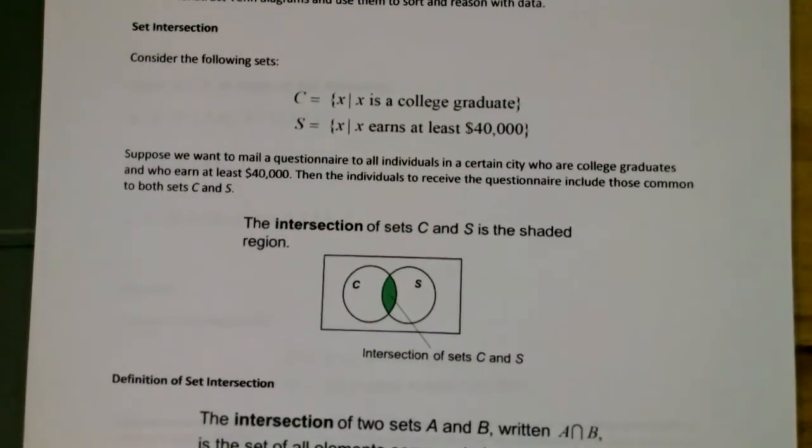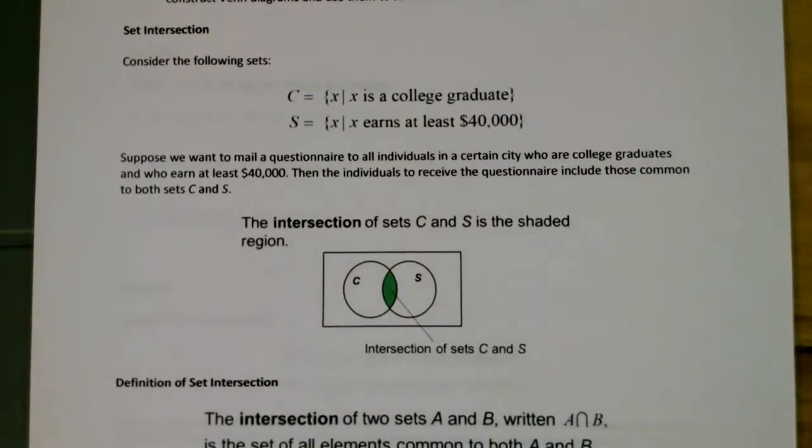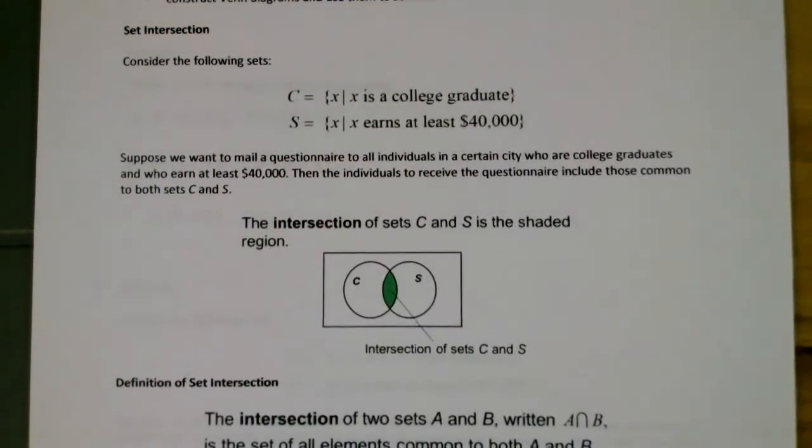All right, let's say we want to consider the following sets. C is the set of all X such that X is a college graduate, and S is the set of all X such that X earns at least $40,000. Suppose we want to mail a questionnaire to all individuals in a certain city who are college graduates and who earn at least $40,000. Then the individuals to receive the questionnaire include those common to both sets C and S.